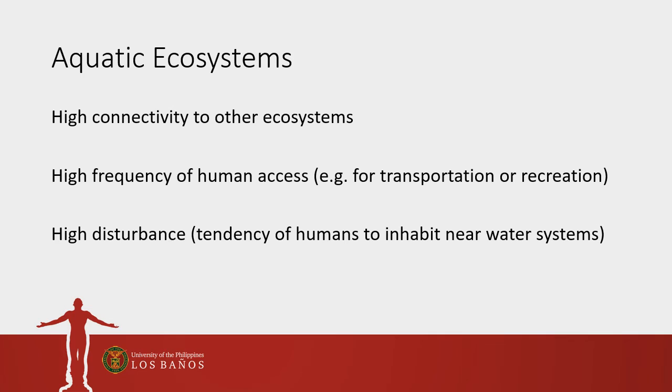Aquatic ecosystems differ from terrestrial ecosystems due to their high connectivity to other ecosystems, high frequency of human access, for example, for transportation or recreation, and high disturbance due to the tendency of humans to inhabit near water systems, especially freshwater systems. Let's take a look at some of the characteristics of alien invasive species in this ecosystem.